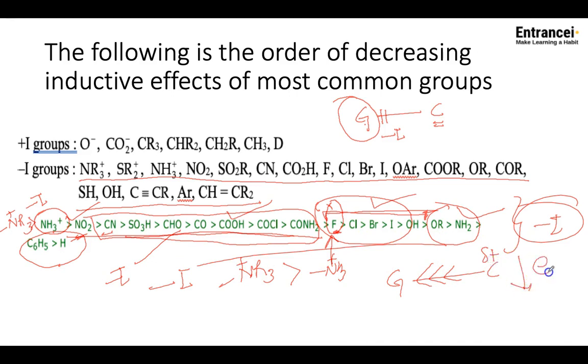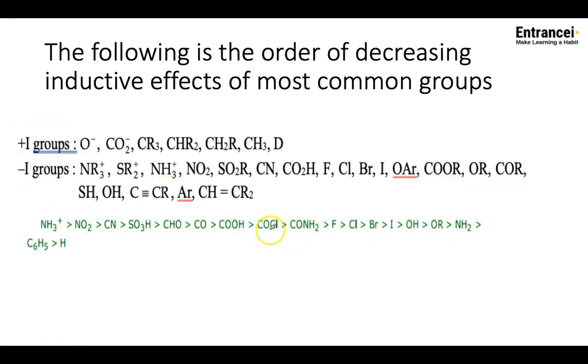Now coming to the plus I effect, there are very few groups which exhibit plus I effect, like O minus. Now you will say oxygen is more electronegative, so why does O minus show the plus I effect? The reason behind it: let's say I have connected oxygen with carbon. No doubt the oxygen is more electronegative. It withdraws electron cloud from carbon, generating a partial positive charge and exhibiting the minus I effect, correct?